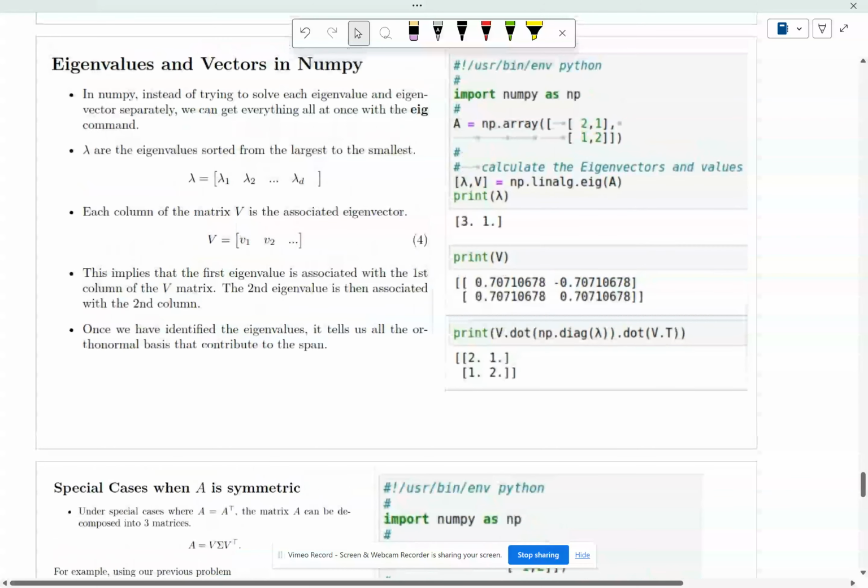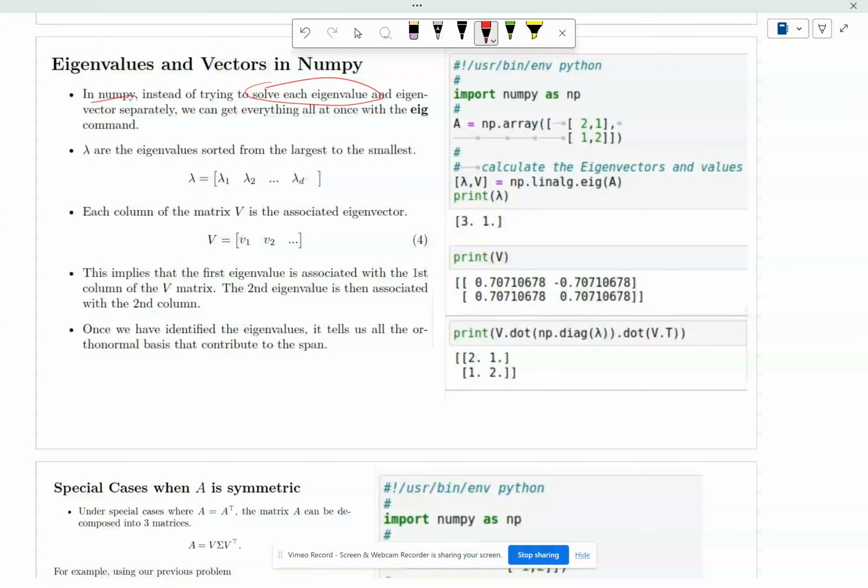Now, eigenvalues and eigenvectors in NumPy. In NumPy, instead of trying to solve each one of them separately, NumPy can just get basically everything at once with a command called eig. So notice, linear algebra, I'm going to call eig. When I call eig of the matrix A, it returns two things, lambda as well as the vector V.